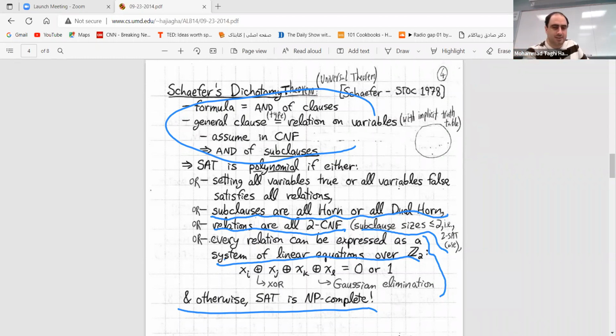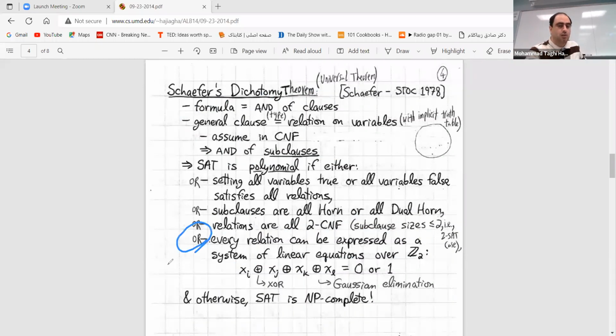The only remaining case is this one. So let's discuss this case. This is actually important, because this is a case where we can also solve the problem in polynomial time. What is this case? It says that each of these relations, so we had essentially an AND of some clauses.